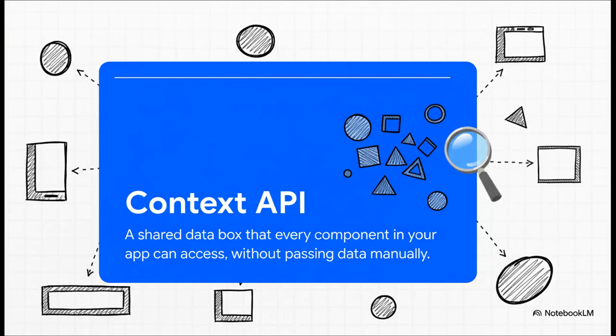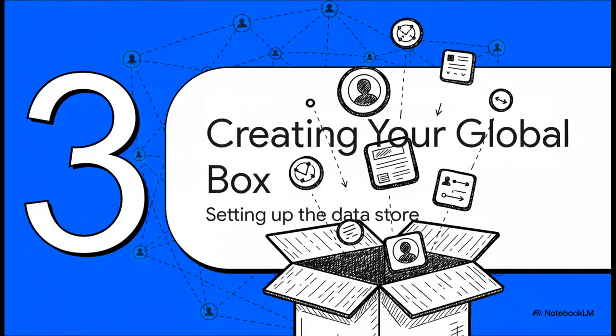So what is it? The best way to think about the Context API is like this. Imagine you have a global, shared data box for your entire app. Instead of passing data down a long chain of components, you just put your important info, like the user's name, into this box. Then any component, no matter where it is, can just reach directly into that box and grab the data it needs. No middleman. It's that simple.